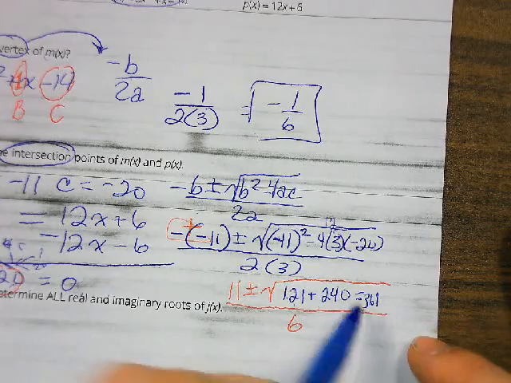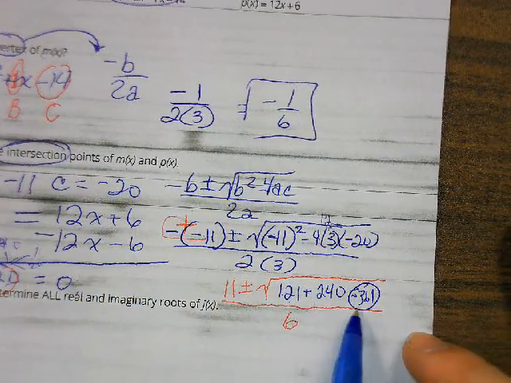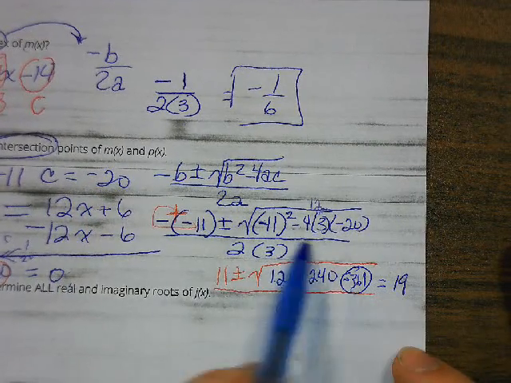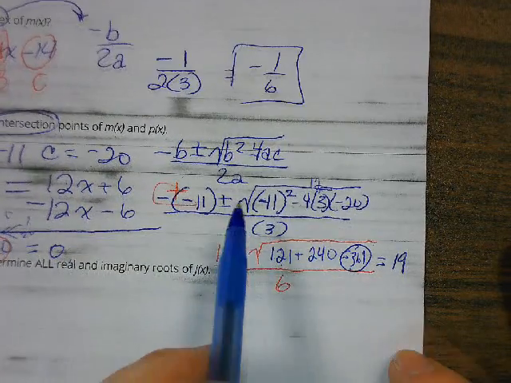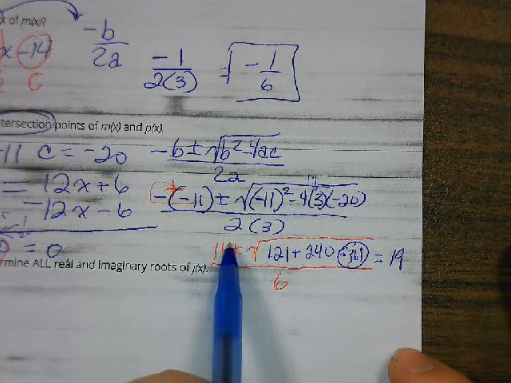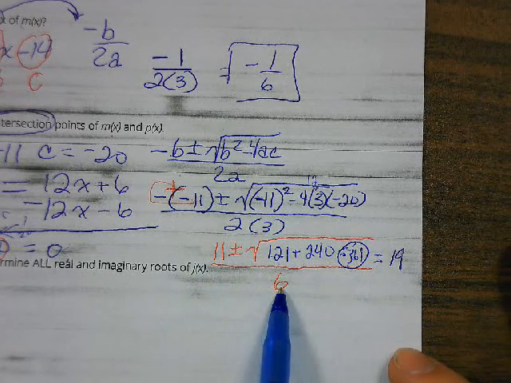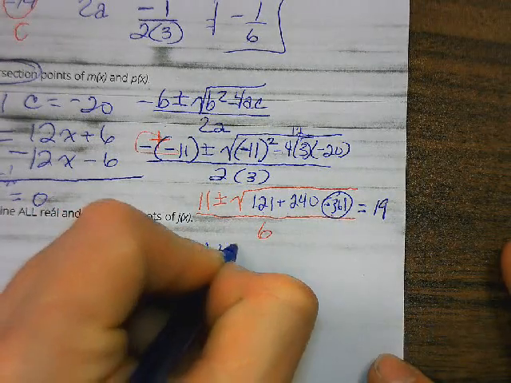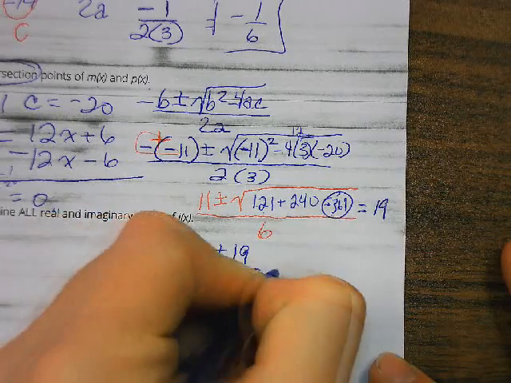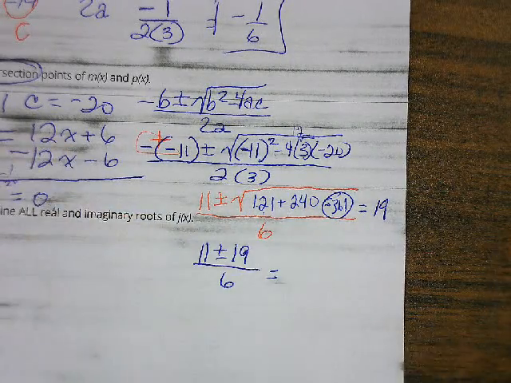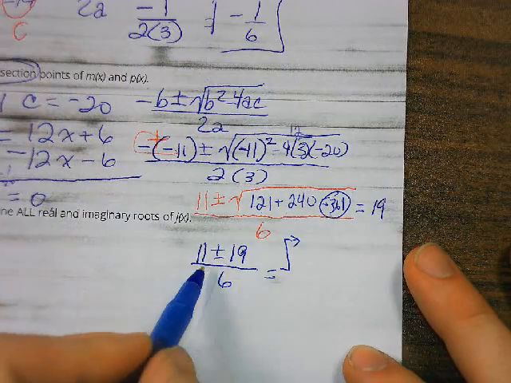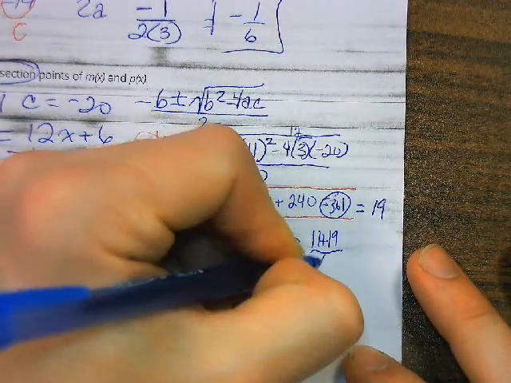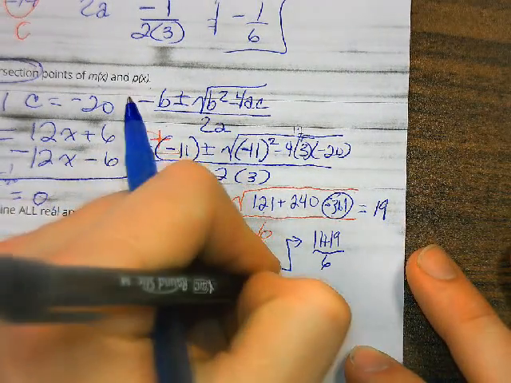And that's good news for us because that is a perfect square. The square root of 361 is just 19. So this whole thing, I know it looks a little messy, but the whole thing simplifies down to 11 plus or minus 19 divided by 6. So let's rewrite that. 11 plus or minus 19 divided by 6. And then we'll split out into two different answers. The first one, you're going to do 11 plus 19 divided by 6. The second one, you're going to do 11 minus 19 divided by 6.